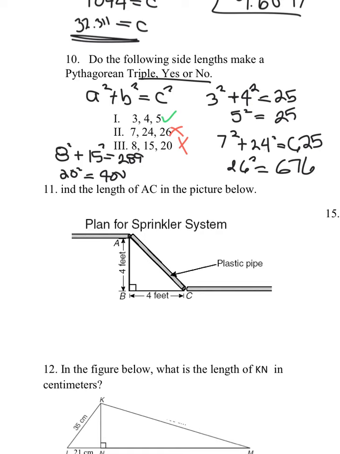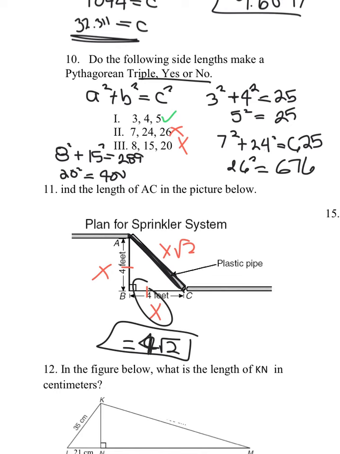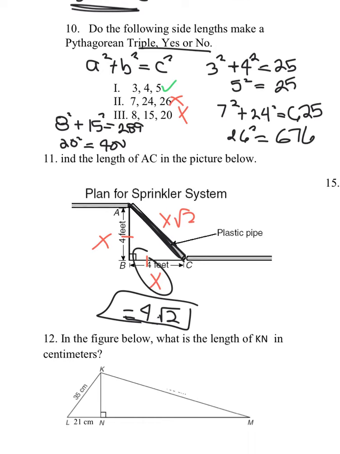11, indicate the length of AC in the picture below. AC is the hypotenuse here. This is a 45, 45, 90. You know because it's isosceles, because 4 and 4. So literally it's just find that, and if you know your x is 4, the answer is literally put the x in front of the square root of 2. 4 square root of 2. Man, come on, write better. And it's as easy as that. It's literally don't overthink it.